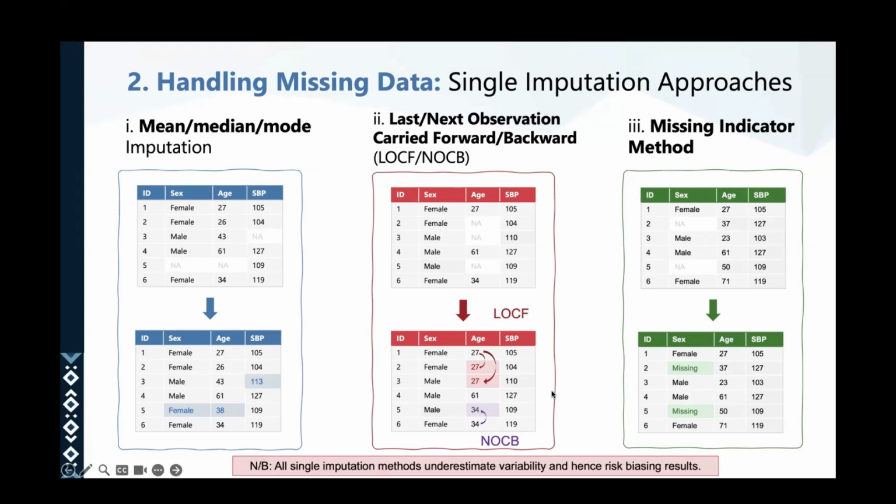What you should also note here is that all these single imputation methods underestimate variability and hence risk biasing the results. Why?